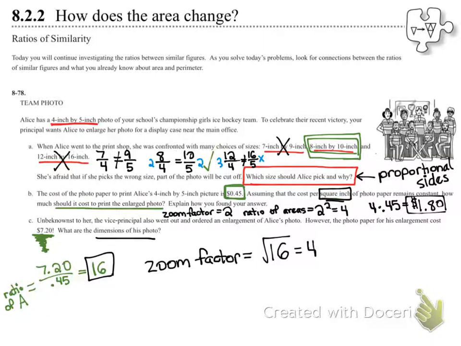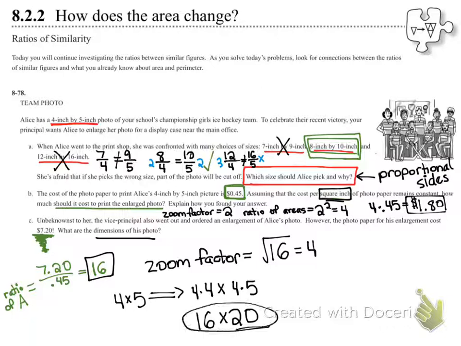So if the original was a 4 by 5, then I need to multiply both of those side lengths by 4 to get the dimensions of the new one. Okay, so I can get that the dimensions of the new figure would be 16 by 20. Alrighty.